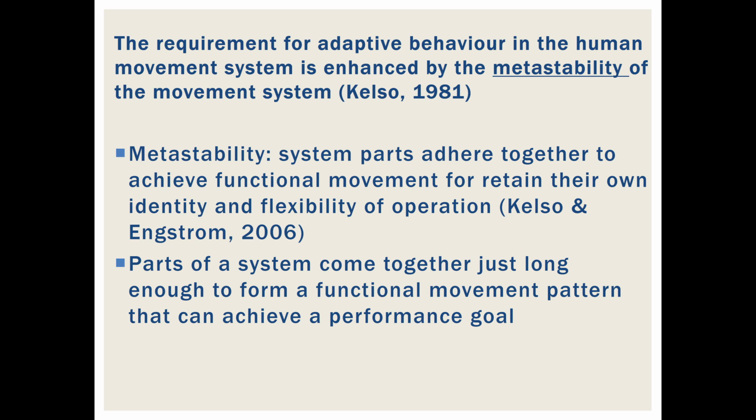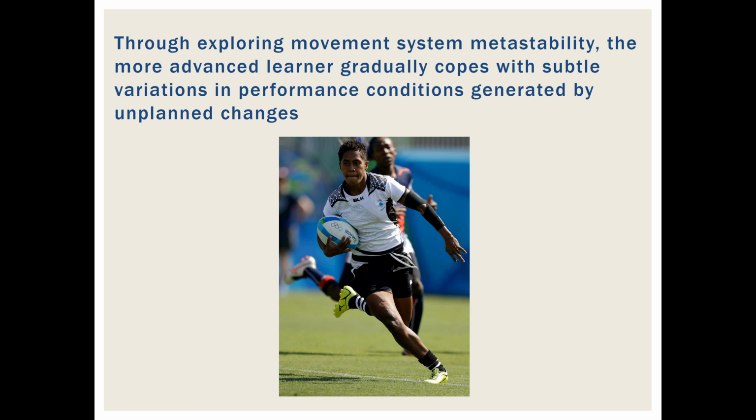So parts of a system come together just long enough to form a functional movement goal, and after that, they get discarded. And through exploring that metastability, a more advanced learner learns to cope with subtle variations in performance conditions. So it's very reasonable to assume that we can't just learn how to deal with every single constraint that we come across in our learning process. And that's where metastability comes in. It says that as you come across a particular type of constraint that requires one particular action from you, you do that for a little while, then forget about it.